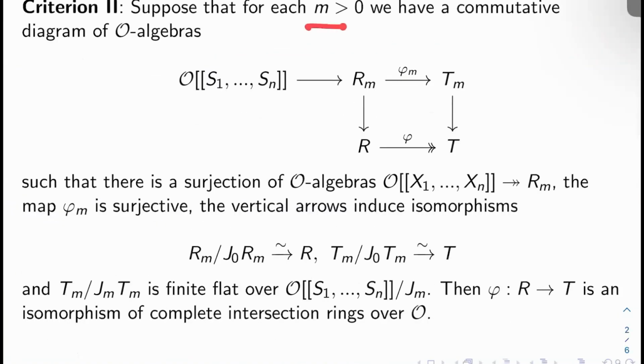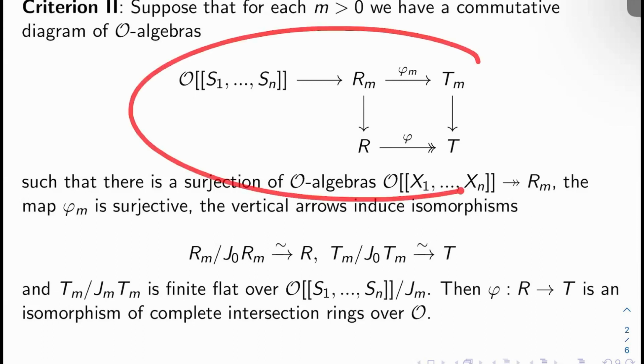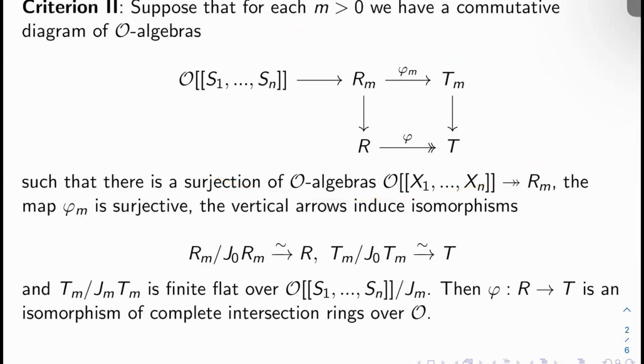Suppose that for each m positive, we have a commutative diagram of O-algebras. You can think of O here as maybe some finite extension of Z_p, the p-adic integers. And we want that diagram to look the following way. So we have O double bracket S1 through Sn. There's a map from that to R sub m.